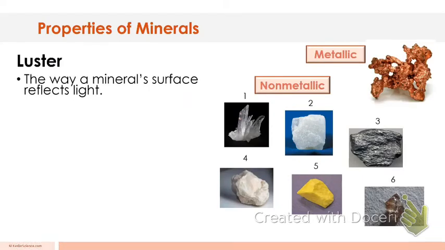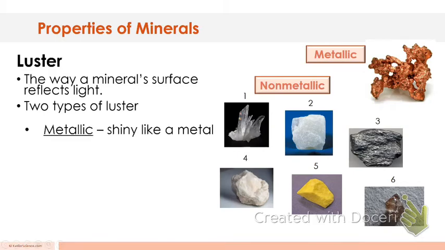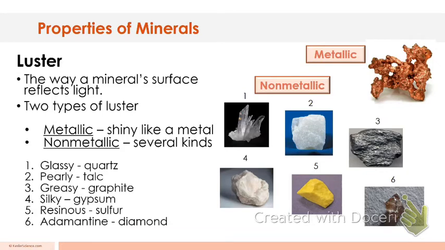Luster is the way that a mineral reflects light. There's two types of luster. We have metallic luster and we have non-metallic luster. Metallic is when it's shiny like a metal, and so if it reflects light the way that metal reflects light, it's metallic luster. Then we also have non-metallic luster, and there's many kinds of non-metallic luster, but you don't need to know the different kinds. Here they are, okay? But you don't need to know the types of non-metallic. You just need to be able to tell whether it's metallic or not.